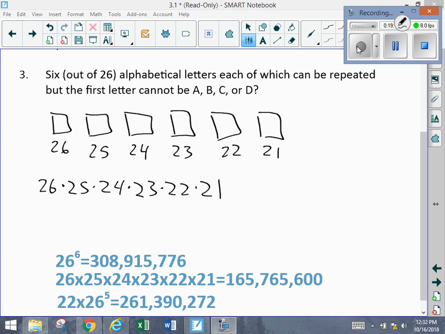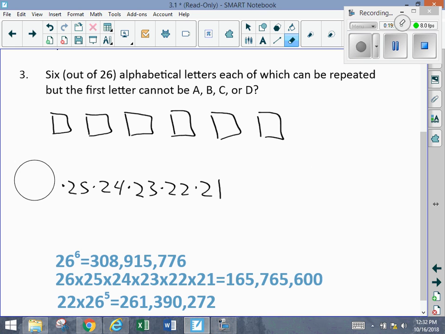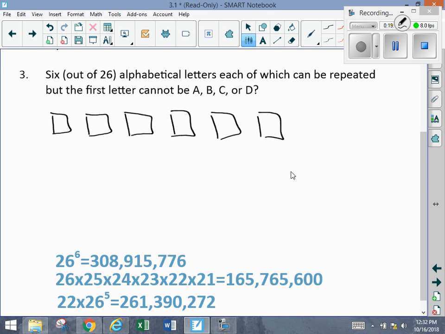Okay, so number 3. Let's look at number 3. Let's do a diagram. So 6 out of the 26 alphabetical letters, each of which can be repeated, but the first letter cannot be A, B, C, or D. So that means that I have 4 less, right, to choose from. But each one of these have 26 possible letters, right? So then it makes sense that we would do 22 times 26 to the 5th.